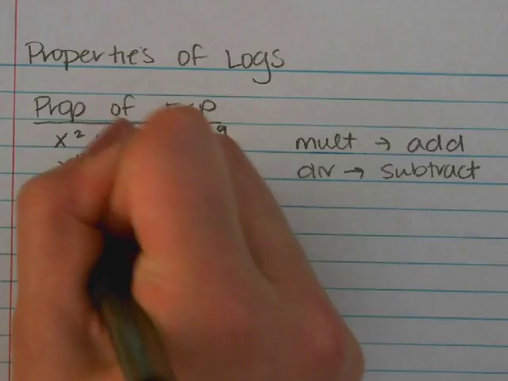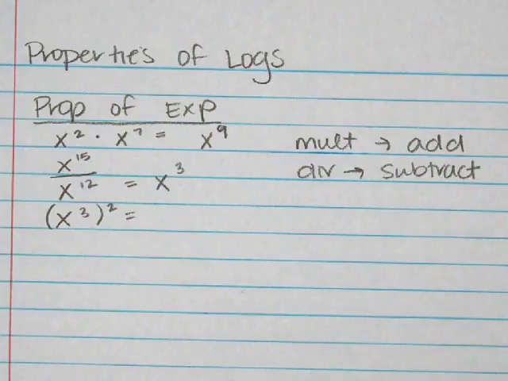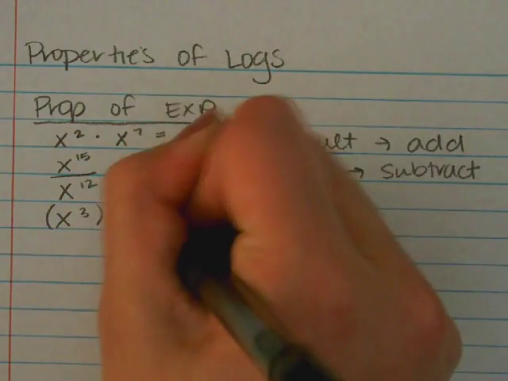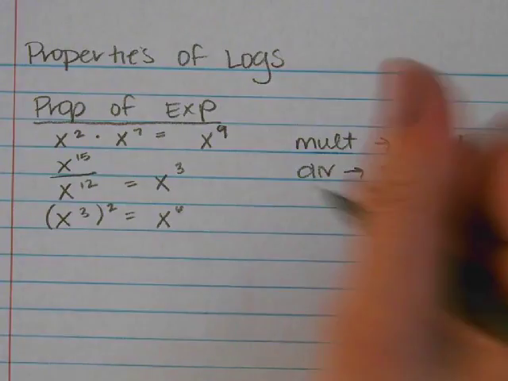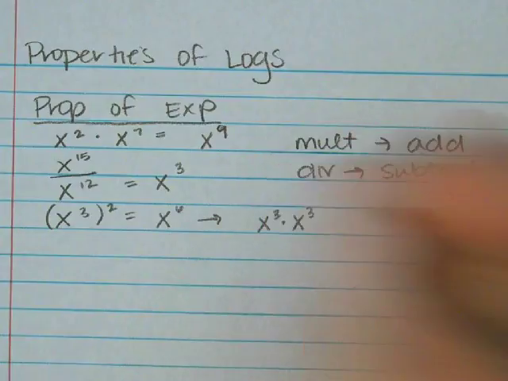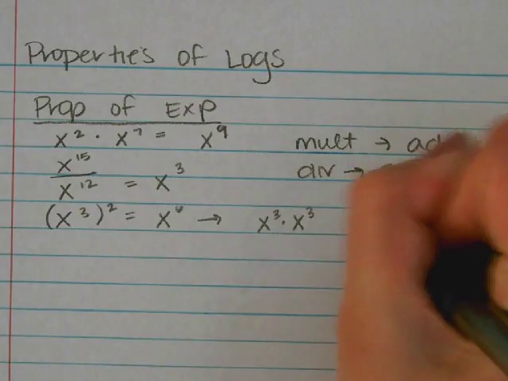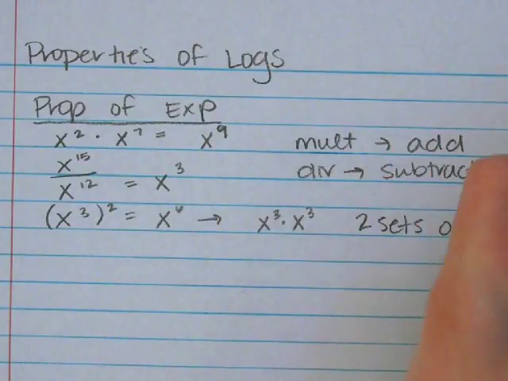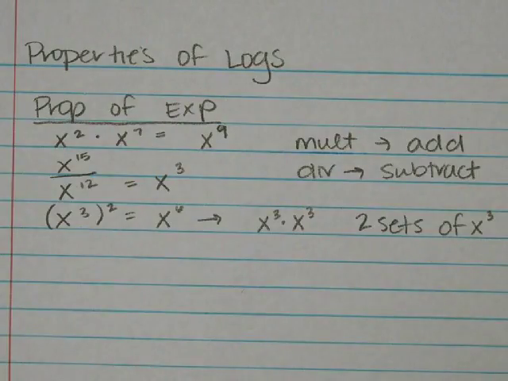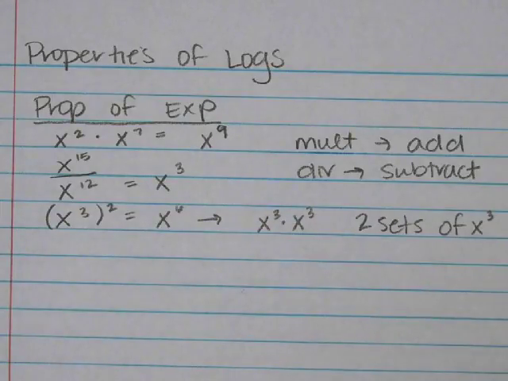And then if we had x to the third and we raised it to the second power, what would that give us? X to the 6th. And the reason it works like that is because this is actually x to the third times x to the third, right? Something multiplied by itself. And so it works that way because you have two sets of x to the third. That's why you're able to multiply these two exponents together, because two sets of it would mean you're adding the exponents together. And 3 plus 3 is 6. Or 3 times 2 is 6.